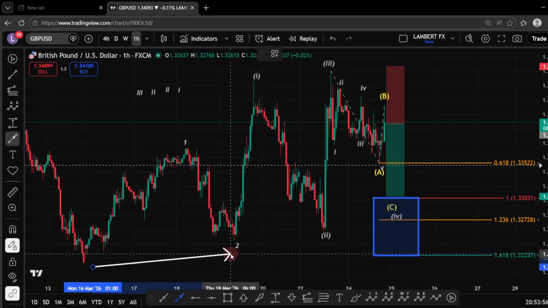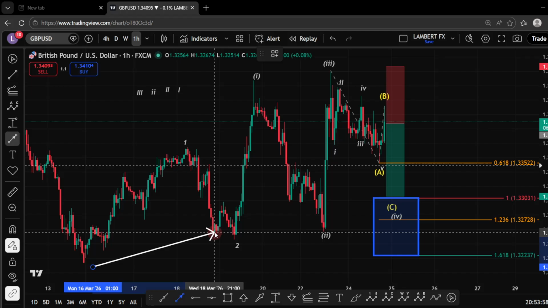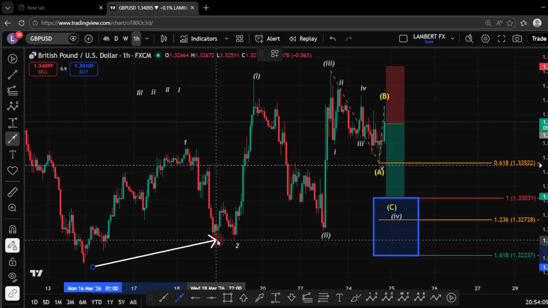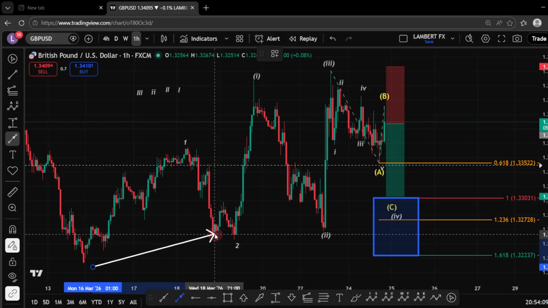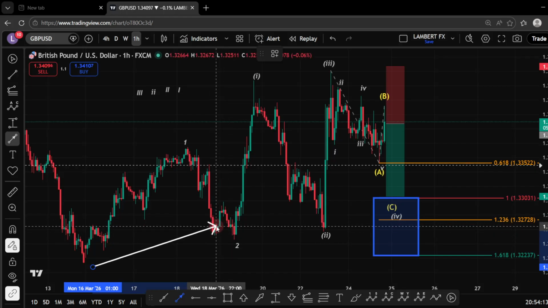Like I said, if you're new to the Elliott wave principle, you may not understand this, all right? But unfortunately, I'm not going to go deep into teaching how to do the counting. That's not what I'm doing here. What I'm doing here is basically to show you why I've taken a short trade.